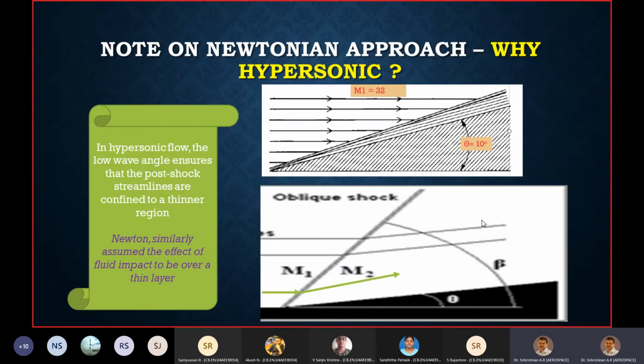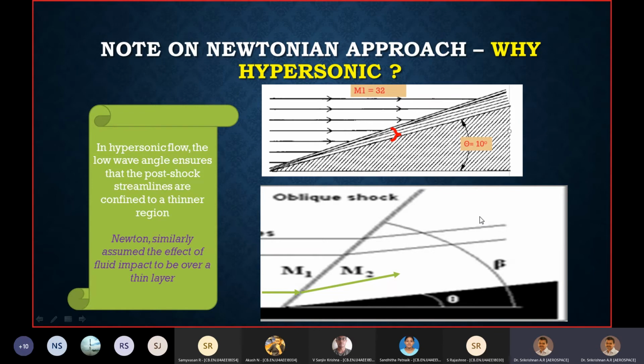Now, what we are going to do next is see the approach that we have in this course: look at how pressure distribution is calculated, or how the flow physics is addressed, based on different approaches in increasing level of complexity and increasing level of accuracy. So we are starting off with Newton's method now.